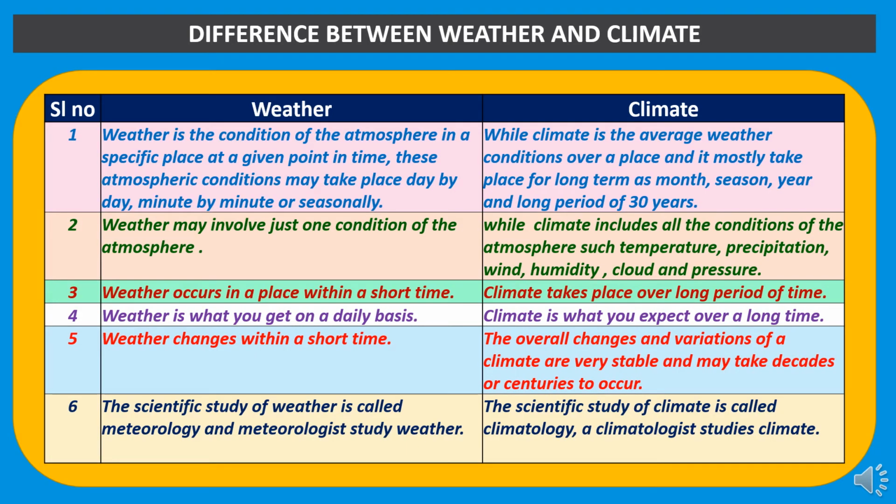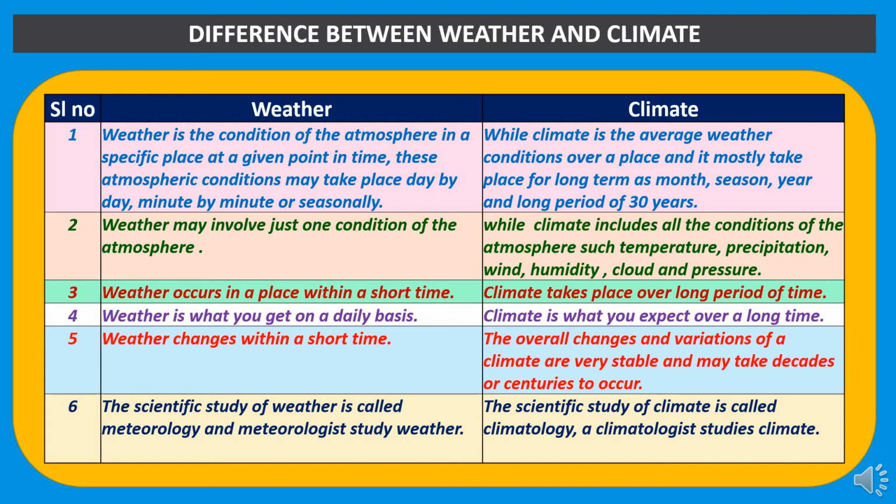Here to study the difference between weather and climate. First point, weather is the condition of the atmosphere in a specific place at a given point in time. These atmospheric conditions may take place day by day, minute by minute or seasonally. While in case of climate, it is the average weather conditions over a place and it mostly takes place for a long-term period of 30 years.